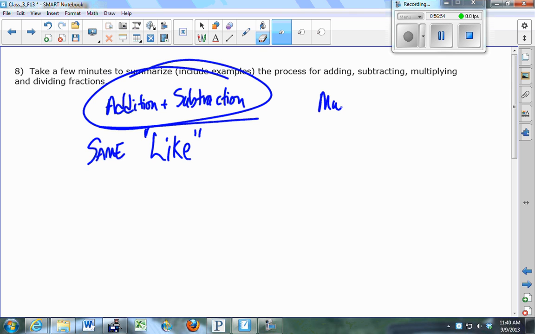Multiplying fractions, well, multiplication is the most forgiving. If you have 2 fractions or any 2 numbers, it doesn't matter. You just multiply them straight across as they are. They don't have to have the same denominators.